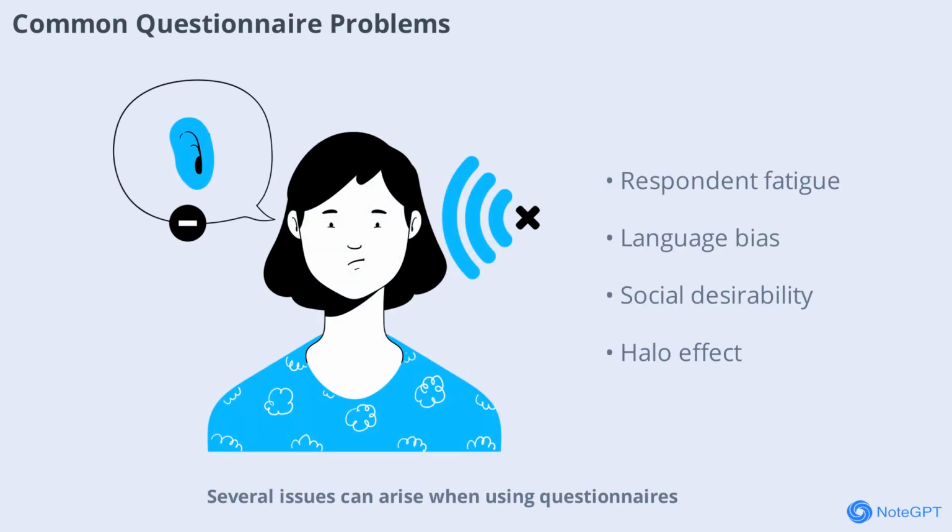Several issues can arise when using questionnaires. Respondent fatigue can lead to incomplete or rushed answers, especially if the questionnaire is too long. Simplicity or jargon bias can confuse participants if language is too basic or too technical. Social desirability bias may cause people to answer in ways they think are acceptable rather than truthful. The halo effect can result in consistently positive or negative responses, regardless of the actual question. Being aware of these problems helps you design better questionnaires.